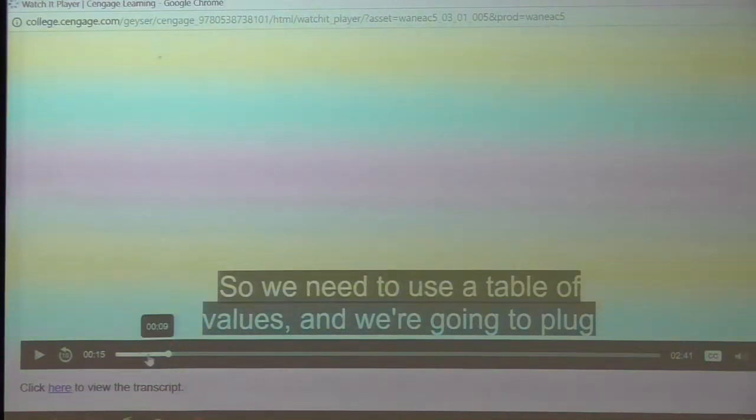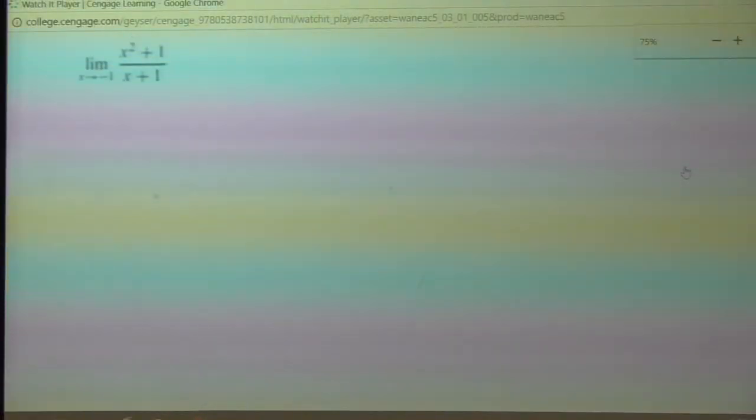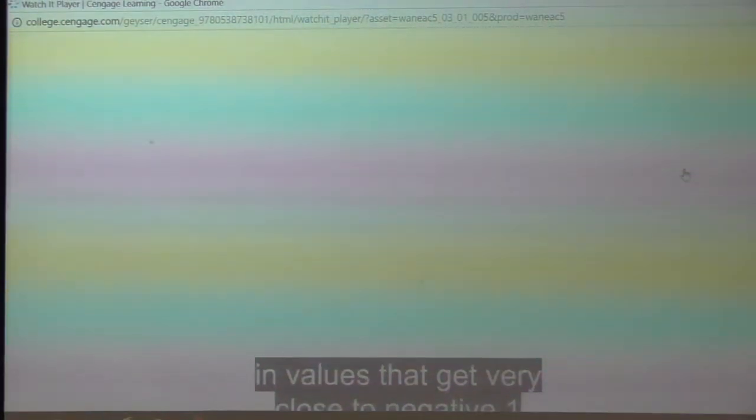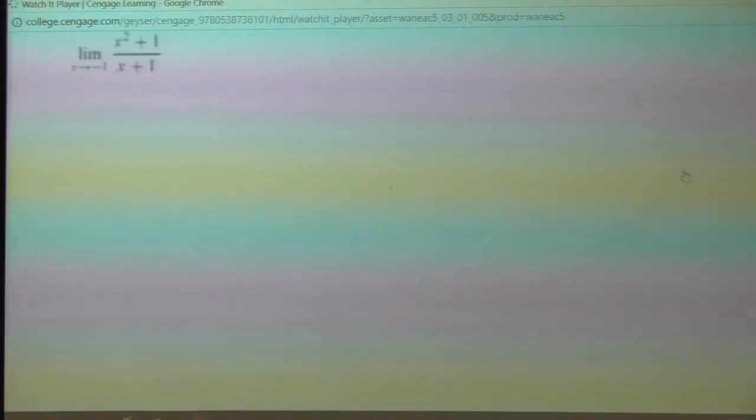Okay, so let's go back. And -1, because we'll get 0 in the denominator of the fraction. So we need to use a table of values, and we're going to plug in values that get very close to -1 from the left and the right.